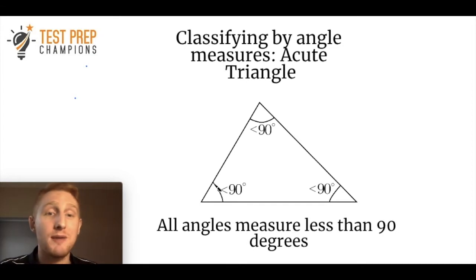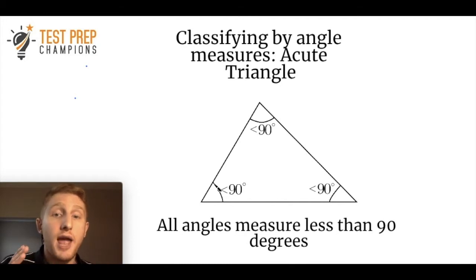It left an impression on me. Hopefully it leaves an impression on you. But an acute triangle, all of the angles are less than 90 degrees. So all of the angles are acute angles. An acute angle is an angle that's less than 90 degrees. So an acute triangle has 3 acute angles, and acute angles are angles that are less than 90 degrees. So an acute triangle has 3 angles that each measure less than 90 degrees.